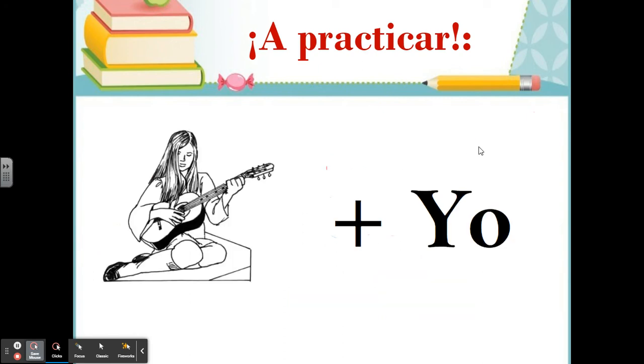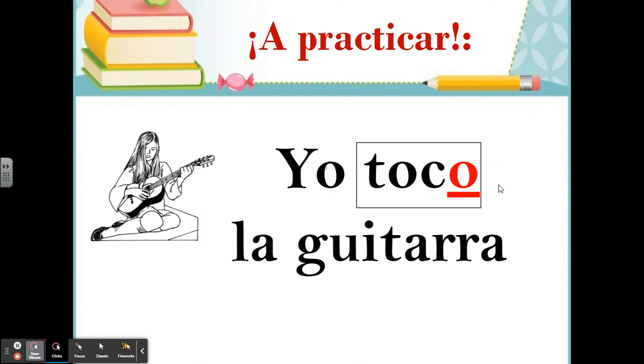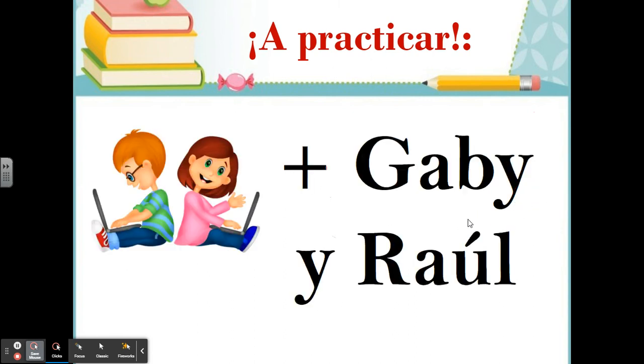If I want to express to someone that yo soy tan talentosa, like I'm so talented, I'm amazing, right? Like yo canto, yo bailo, yo toco una guitarra, or yo toco la guitarra, I play the guitar. And you don't need the yo. As soon as you tell someone toco la guitarra, they know you're the only one who's doing it. Sorry, I'm very expressive.